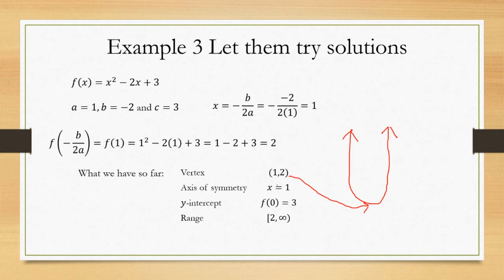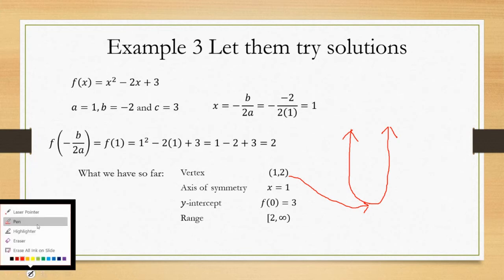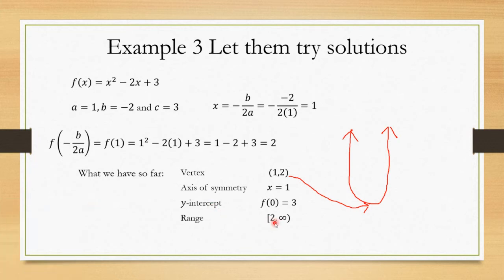And again, since a is positive, the range is going to go from 2, the y coordinate of the vertex, all the way up to infinity. And this is what I was saying before. You put a square bracket next to 2, the number, but you never put a square bracket next to infinity. It doesn't make sense to do that. Infinity is not a number, and neither is minus infinity. Okay?